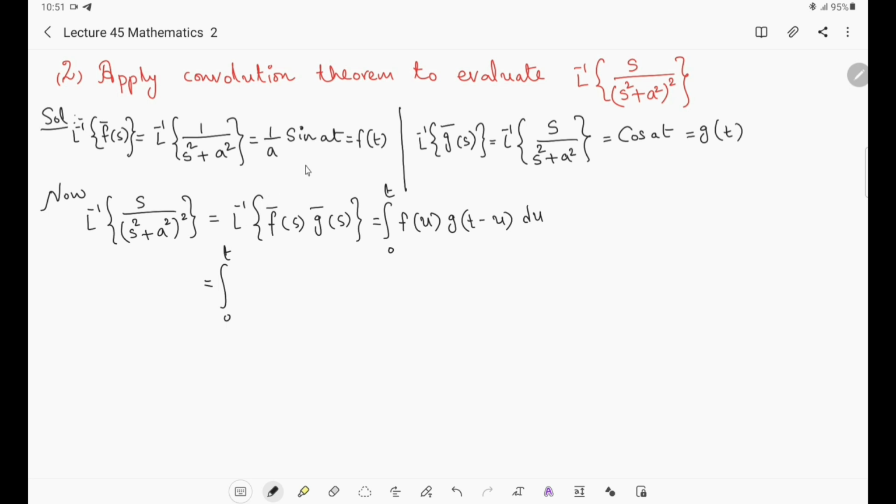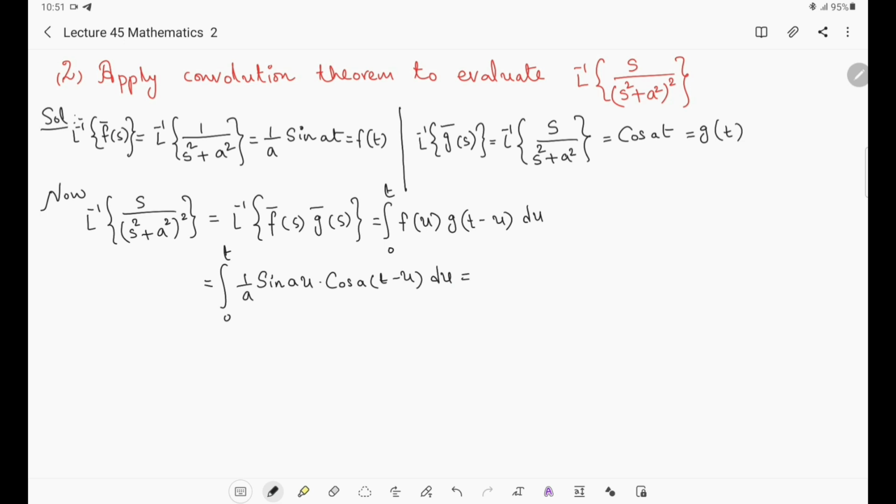What is f of u? F of u is 1 by a sin au. Wherever t is there, we have to put u. So sin au into g of t minus u. Wherever t is there, we have to replace that with t minus u. So cos of a into t minus u, into du. Now we have to evaluate this integral.